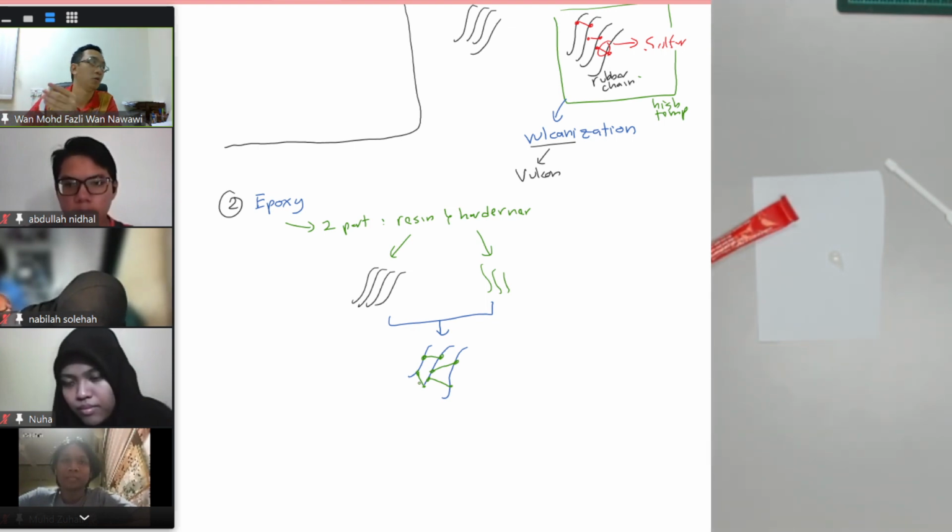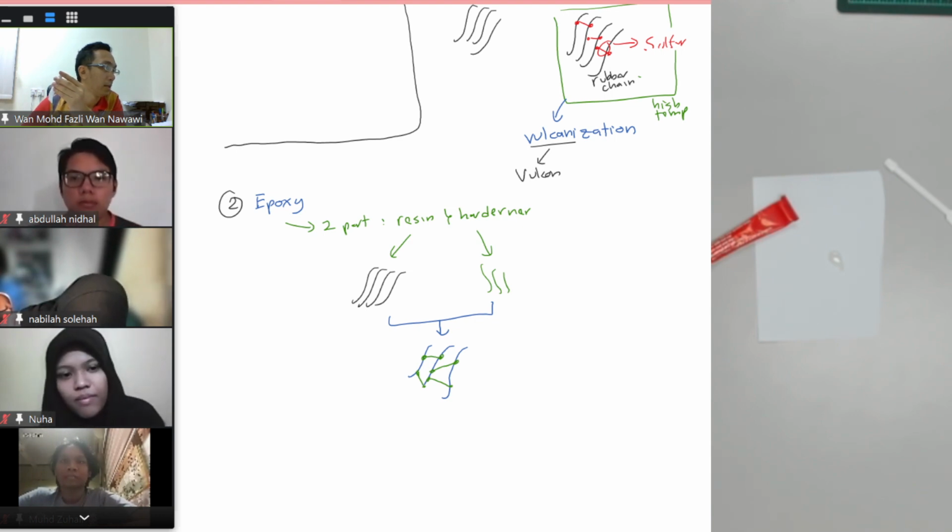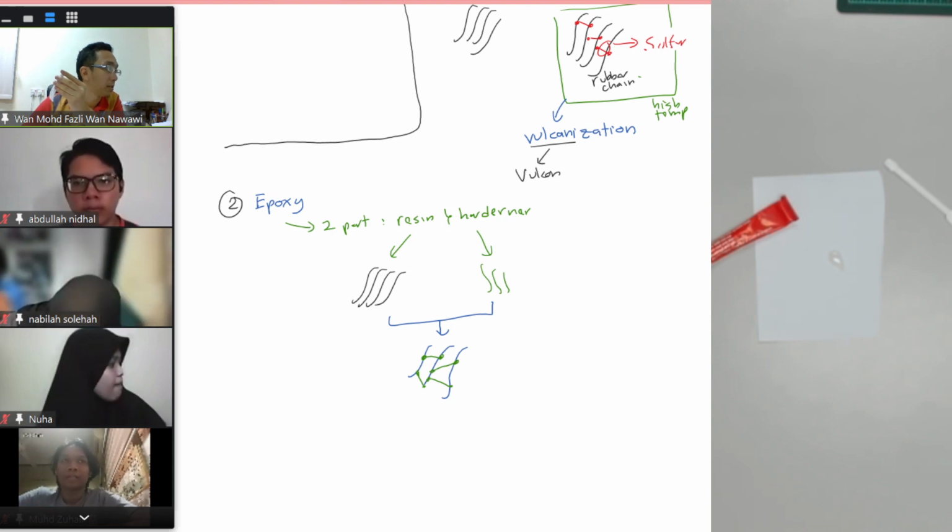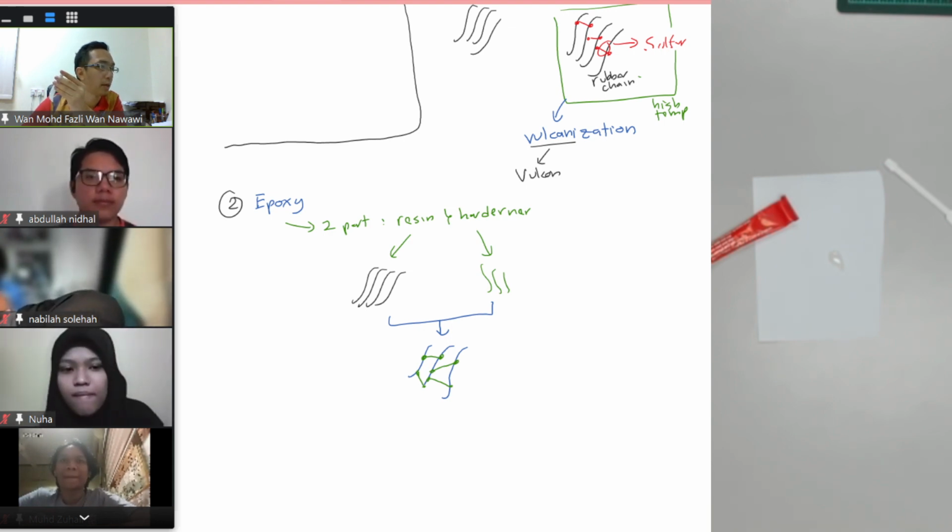Let me zoom this thing. No, I don't want to zoom. I don't know how to zoom. Zoom properties. Let me wait. Properties. Okay, let me zoom this thing a little bit.